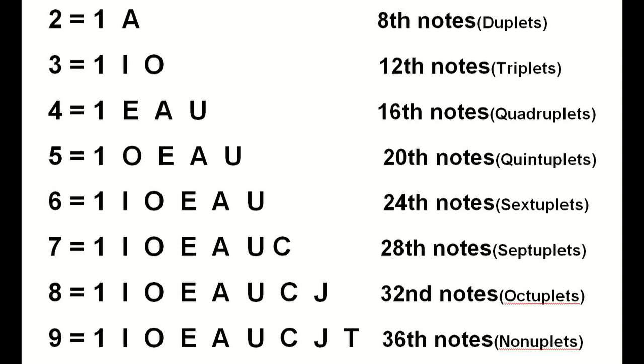36th notes, or nonuplets, sorry. 1 I O E and a CJT, 1 I O E and a CJT, 2 I O E and a CJT, 3 I O E and a CJT, 4 I O E and a CJT, 1 I O E and a CJT, 2 I O E and a CJT, 3 I O E and a CJT, 4 I O E and a CJT. Okay, so that concludes the Konnokol.